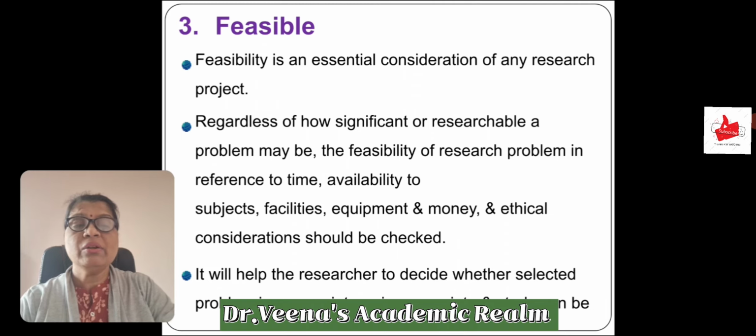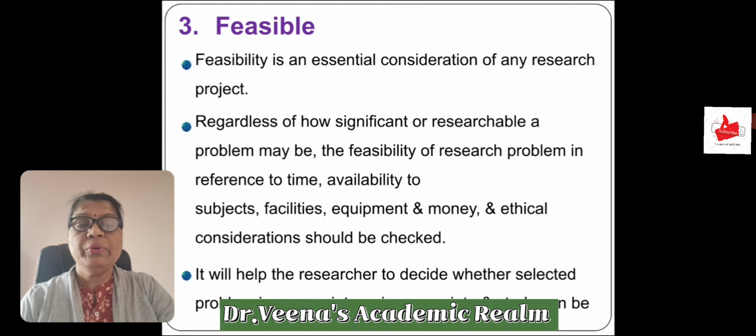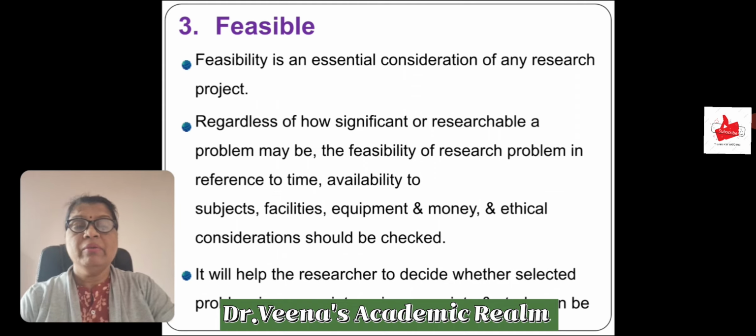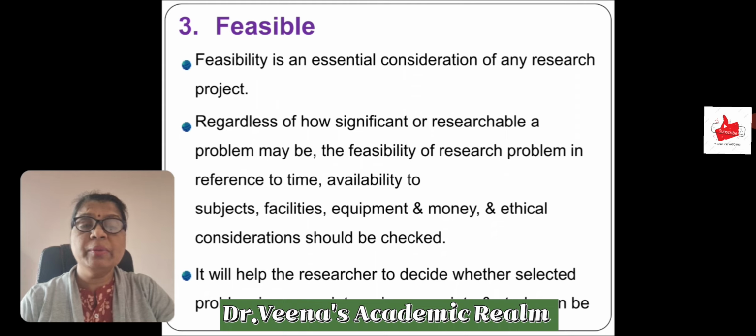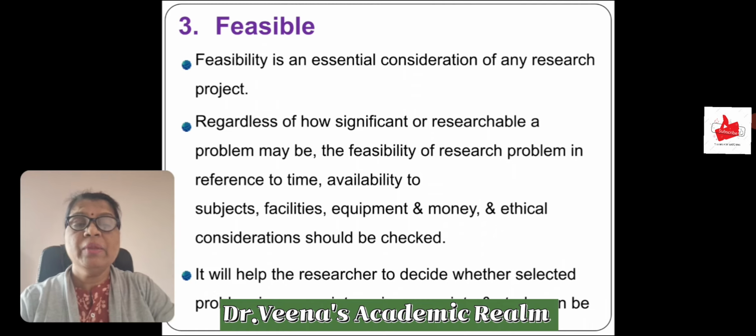We need to consider all these things and check the feasibility whenever we want to decide the problem statement: whether it is appropriate to the nursing profession, whether it is appropriate to the current problems of the patient, current issues in the community area, current issues in the society. So we need to see the feasibility in terms of availability of subject, facilities available, equipment available, money available, funding, and ethical consideration, which is the most important aspect of feasibility.